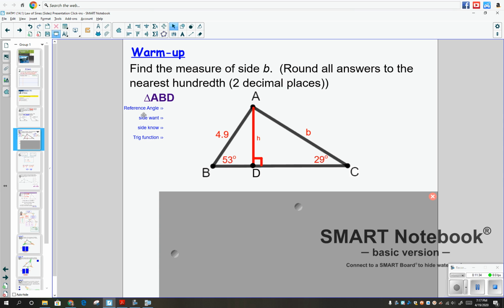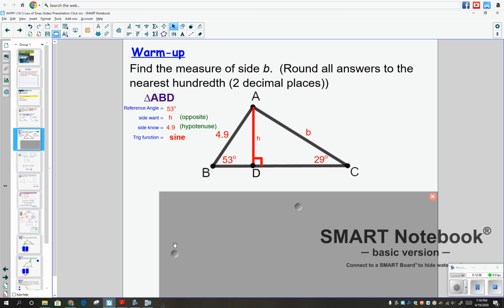Remember, let's ask ourselves these questions. What's the reference angle? 53 degrees, correct? Which side do I want to find? I want to find H. And which side is that? That is the leg that is opposite of 53. So that's my opposite side. The side that I know is the 4.9, and that's the hypotenuse. Which trig function uses opposite and hypotenuse? Sine does. So this is back to what we talked about.